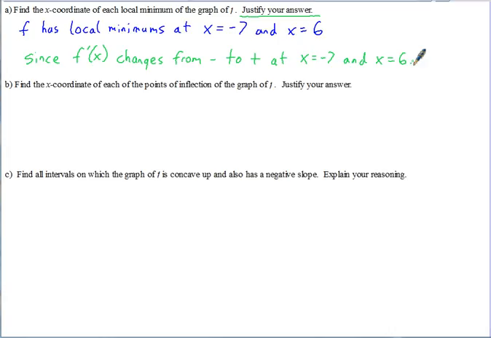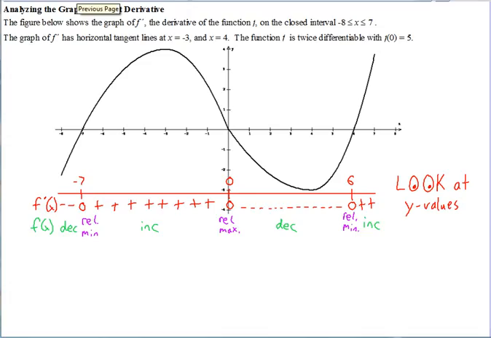Then on part B, it says find the x-coordinate of each of the points of inflection of the graph of f and justify your answer. Points of inflection, recall, come from the second derivative. So let's go back to our graph here. We've got the graph of the first derivative, so now let's draw another number line underneath this one.